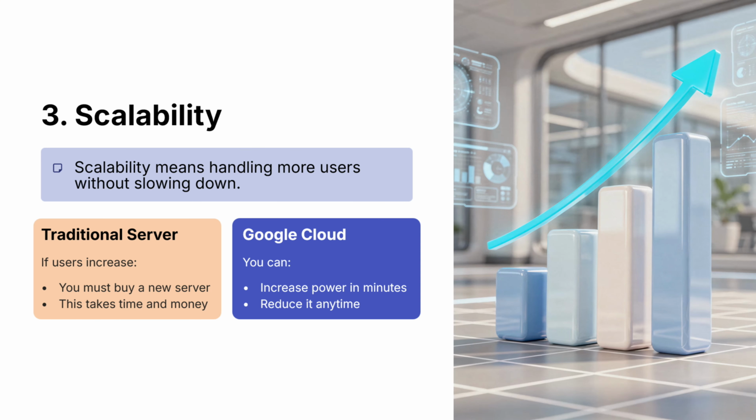Third one, scalability. Scalability means handling more users without slowing down. In case of traditional server, if users increase, you must buy a new server. This takes time and money. In case of Google Cloud, you can increase the power in minutes and reduce it anytime.